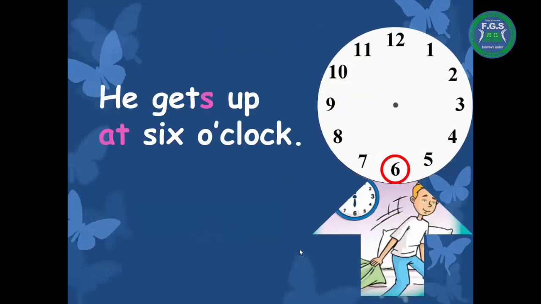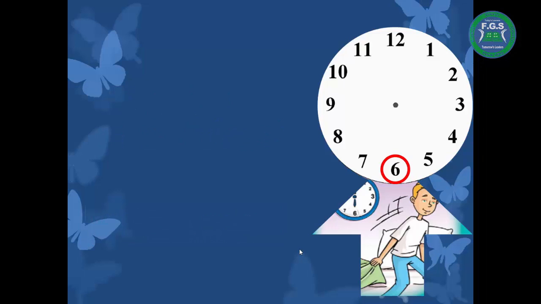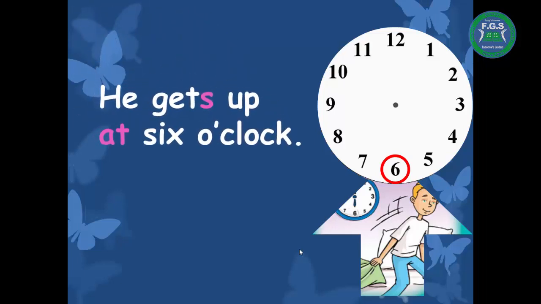As you can see here, do you remember this picture? Yes, that's right. It's get up. When we want to talk about him, we will say he gets up at 6 o'clock. What's happened here? Yes, that's right. We added s to the verb get because we said he. When we say he or she or it, we add s to the verb.